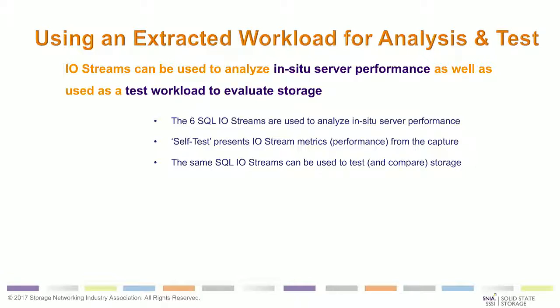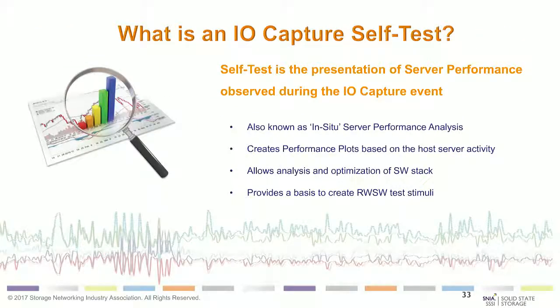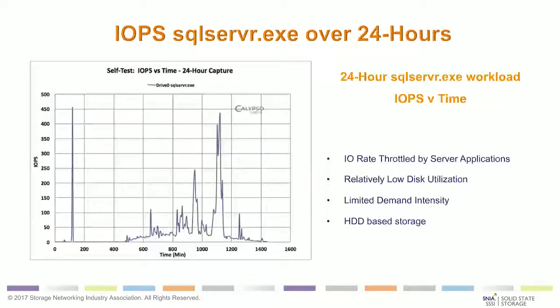Okay, so the next several slides will just show you a plot or a table or a chart of the performance of those 6 SQL Server IO streams that occurred during the capture. And then when we look at testing storage, you can compare them and see that, oh, the chart that showed the in situ performance had this megabytes per second over the 24 hours. You can compare that to the same workload that was applied to test storage at a higher megabytes per second. So the first plot we're going to look at here, I'll just explain, we call that a self-test, the in situ performance of the server, by taking the IO streams and showing you what performance occurred with it.